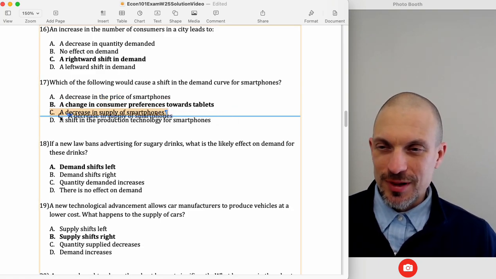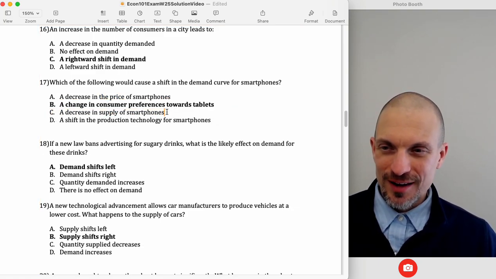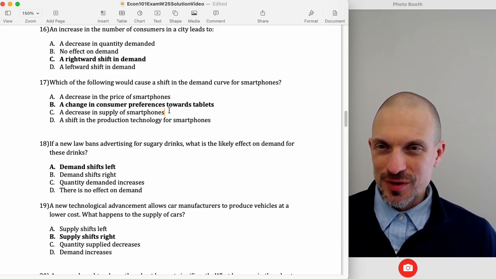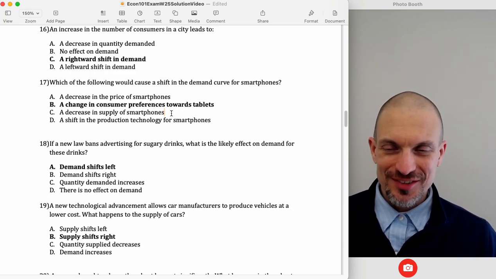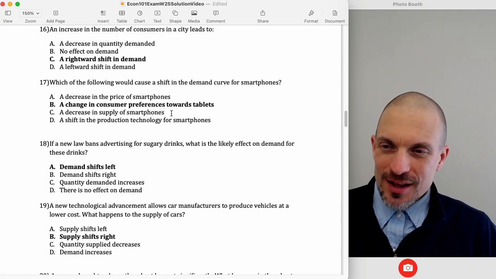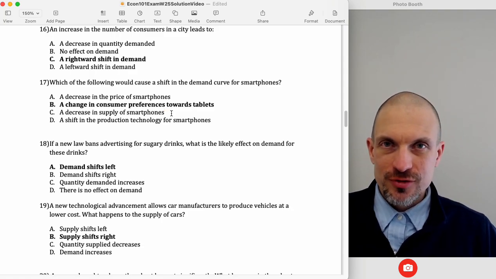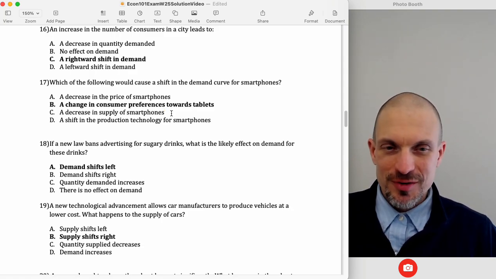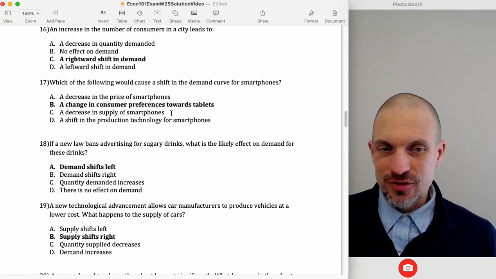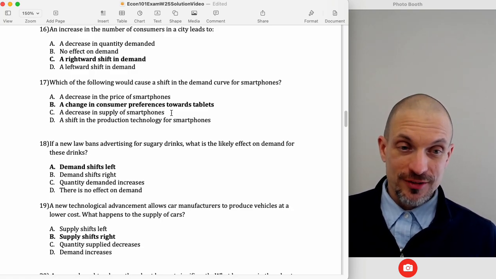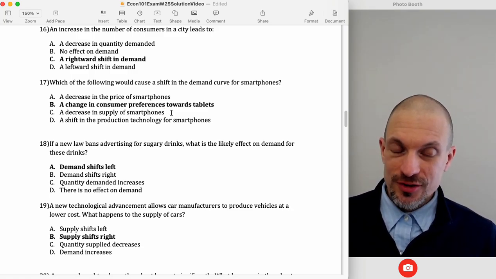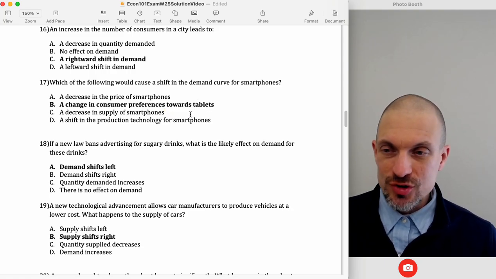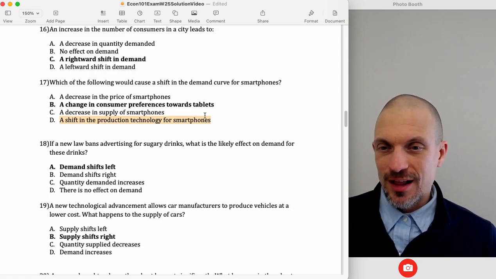A decrease in supply. Oh, I usually do this with a PDF, so I can't really adjust this text, and now whatever. So decrease in supply of smartphones? Nope. So that will not shift demand. Remember our one cause, one effect principle. It certainly affects the price. Price would rise and we get a smaller quantity demanded, but it wouldn't shift demand. Shift in production technology? Nope. That's going to end up just shifting supply.